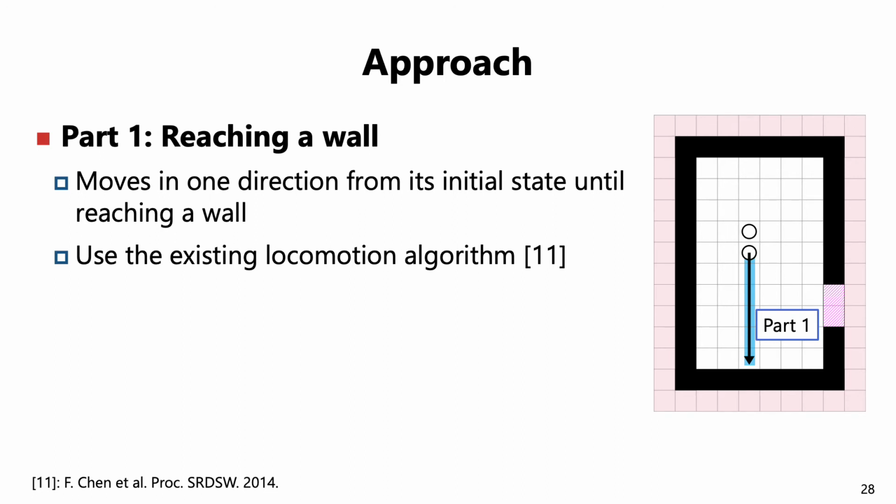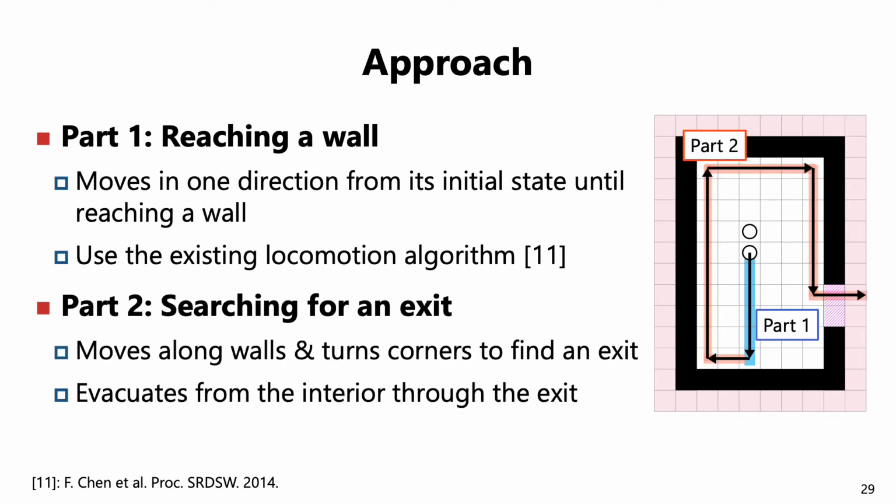This is the approach for our evacuation algorithm. The algorithm consists of two parts, and the first part is called reaching a wall part. In this part, an MRS moves in one direction from its initial state until reaching a wall. And we use the existing locomotion algorithm for this part. The second part is called searching for an exit. In this part, an MRS moves along walls and turns corners to find an exit. When it finds an exit, it evacuates from the interior through the exit.